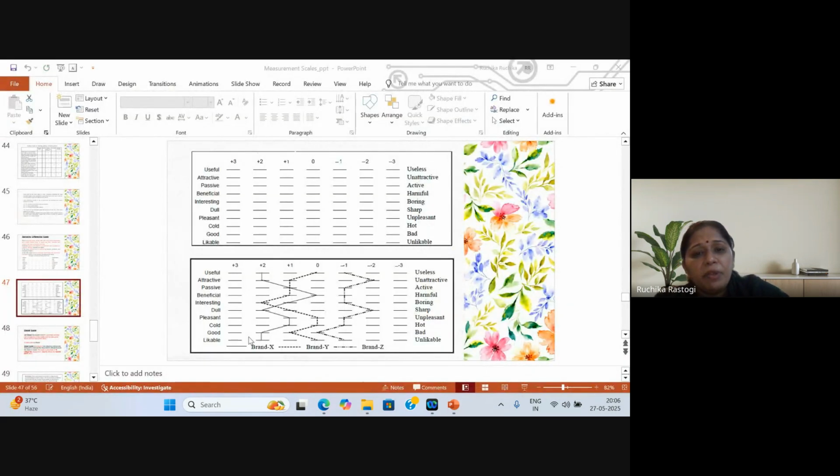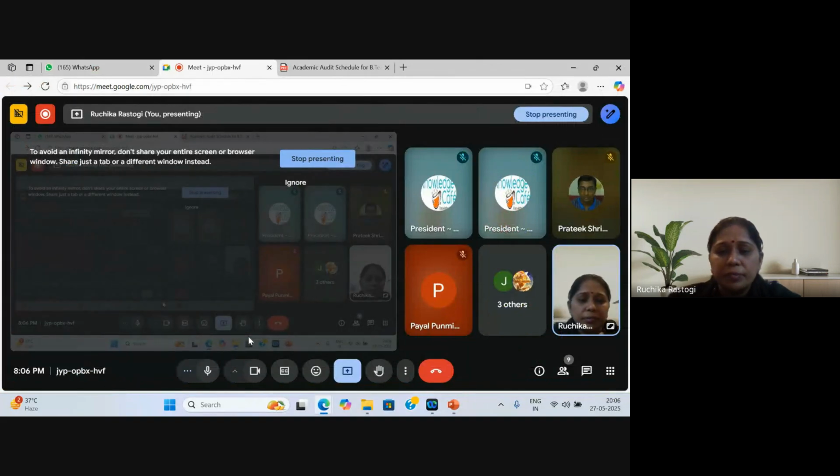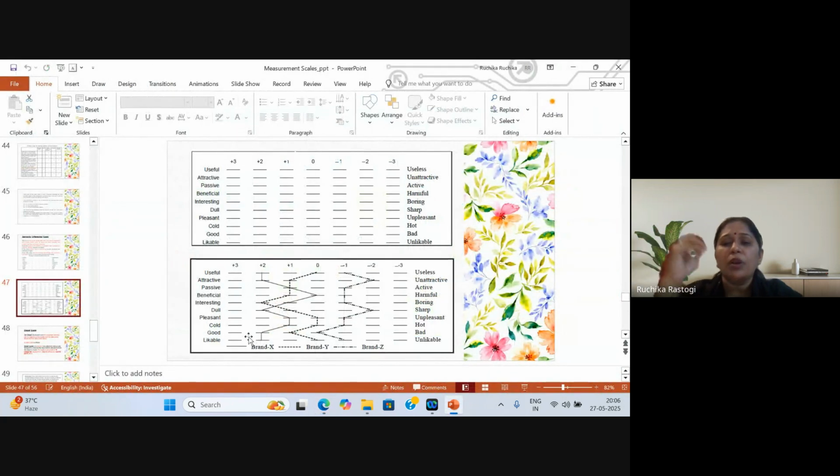Can anybody give me the answer, or is it not clear? There are 3 brands seen below: brand X, brand Y, or brand Z. Which brand do you think has the most negative value? I'm showing you the slide again. Can anybody tell me?